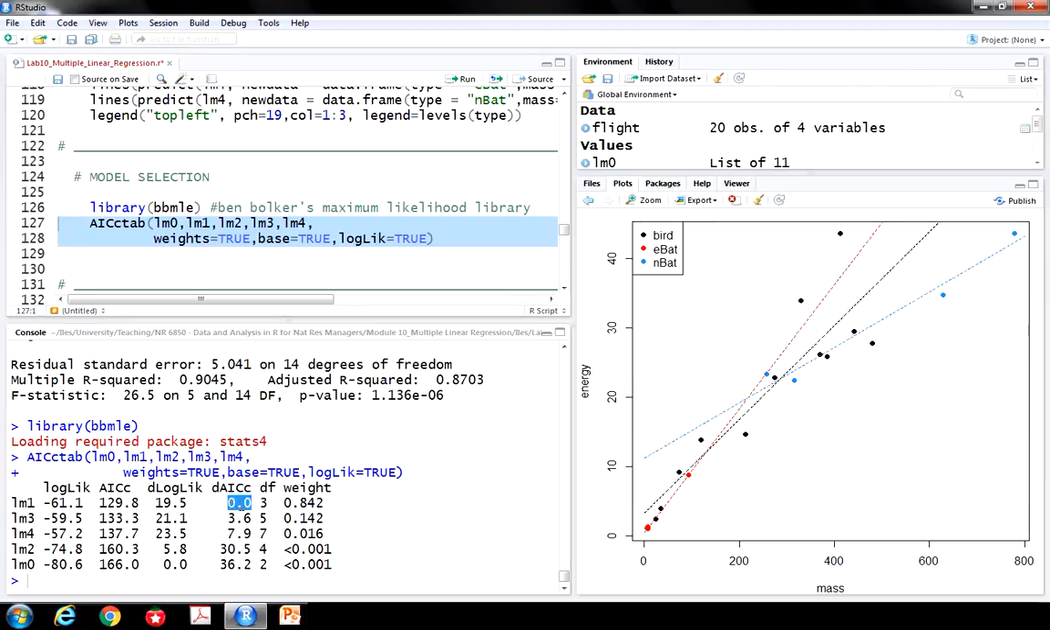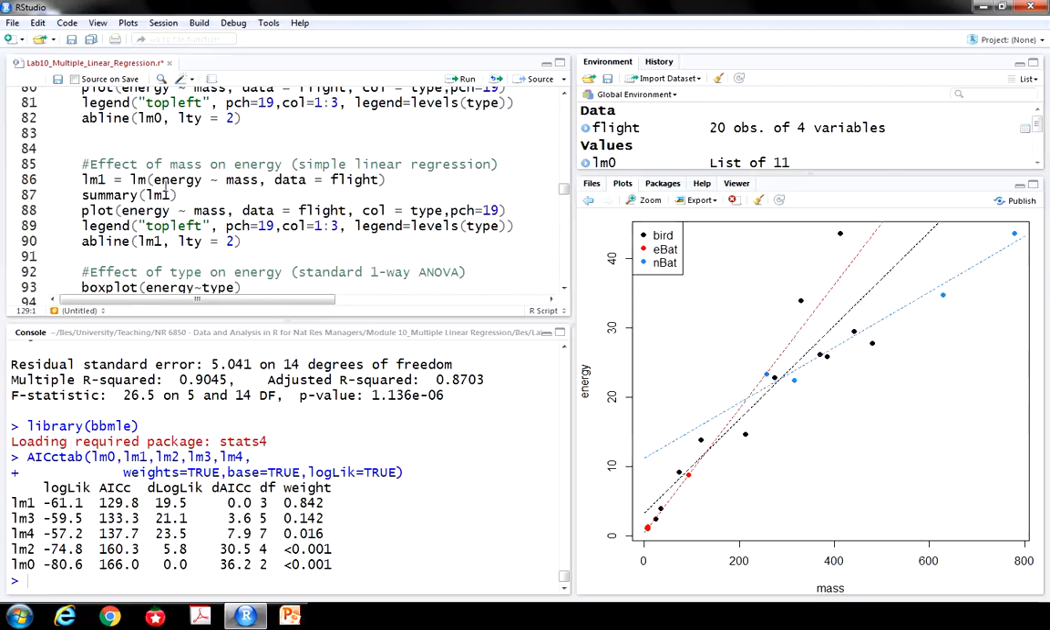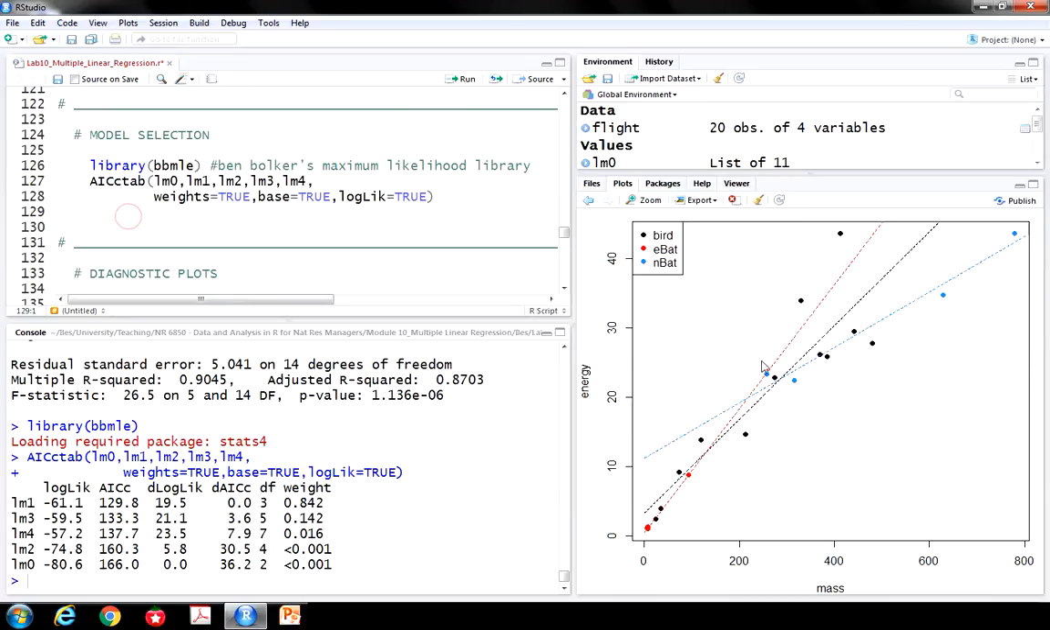It has clearly the lowest AIC, uses only 3 parameters here. And so in this case, I'm going to settle on interpreting the results from LM1. And again, just to refresh, LM1 was my model that only includes an effect of mass, and it doesn't include these extra effects of animal type in addition to mass. So essentially, we can say something about energy consumption if we just know about the animal's mass. We don't even need to know much about whether it's a bird, an echolocating bat, or a non-echolocating bat, because mass tends to scale with energy in the same way for all 3 different species.